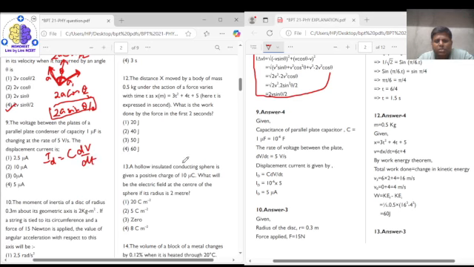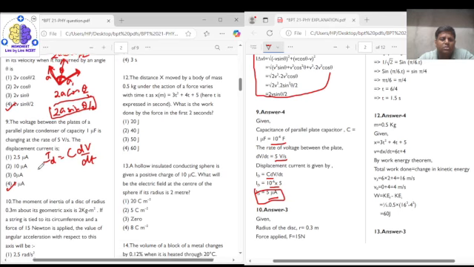Now, as per the question, the capacitance C is given as 10 to the power of minus 6 farad, that is 1 microfarad, and the rate of change of voltage dV by dt is given as 5 volt per second. So putting those values in the formula, we get displacement current as 5 microamperes. So 5 microamperes is the correct answer for question number 9, which is our option number 4. Now coming to question number 10.